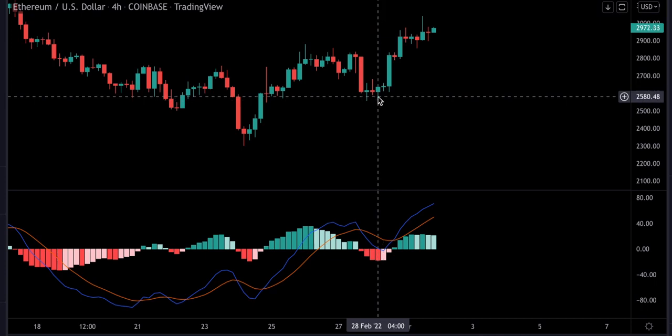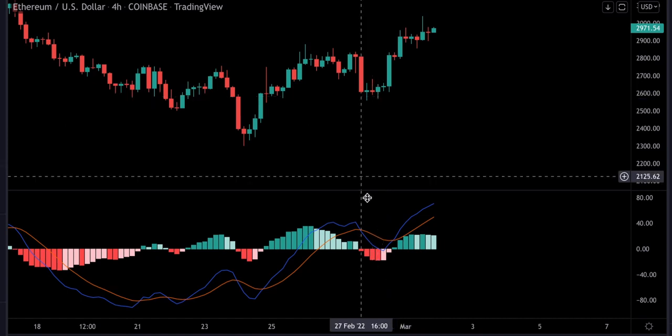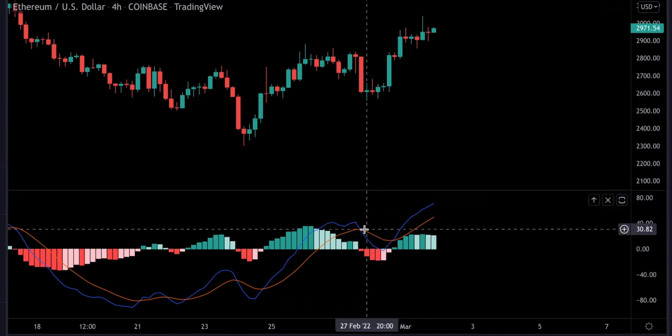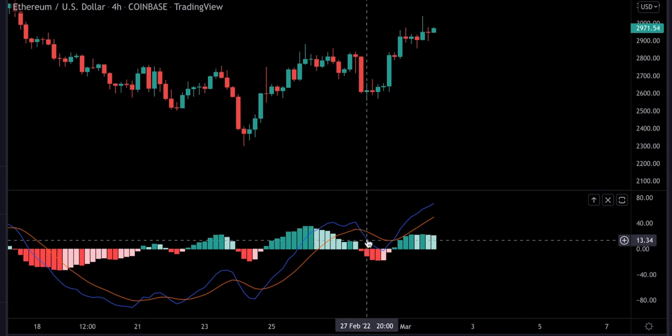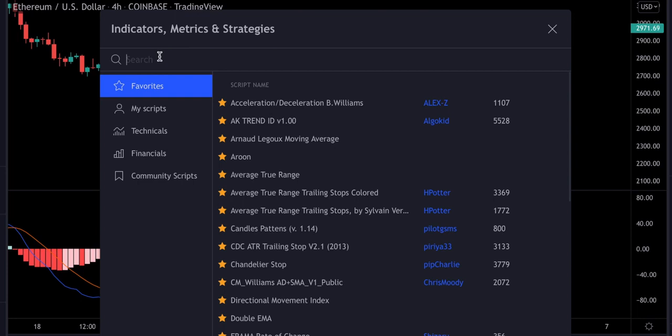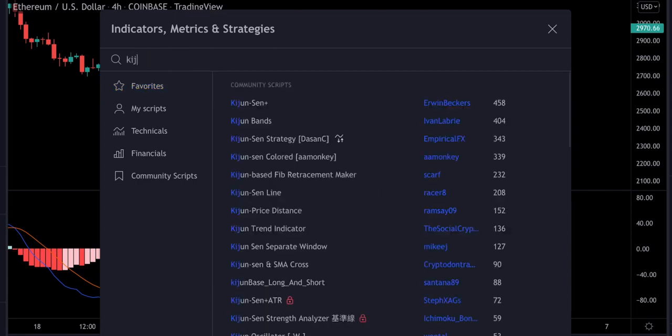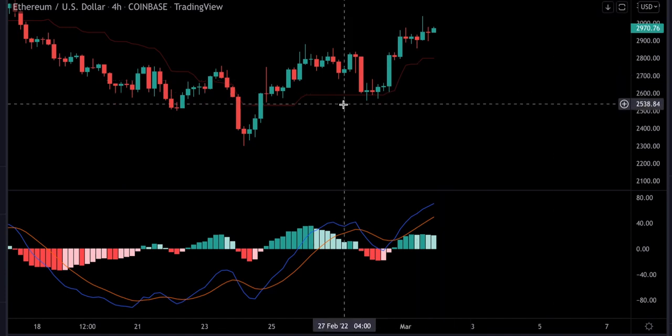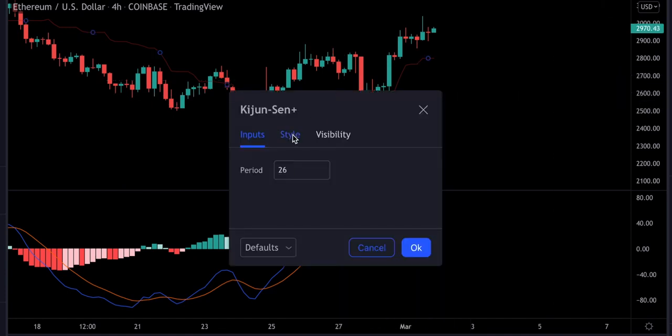So the number one rule when using the MACD indicator is that you cannot use it on its own. You need to add an additional indicator so that you eliminate losses like this. For this example, we're going to use the Kijun-sen indicator. This is a moving average. Let's just change the color so it's more visible.